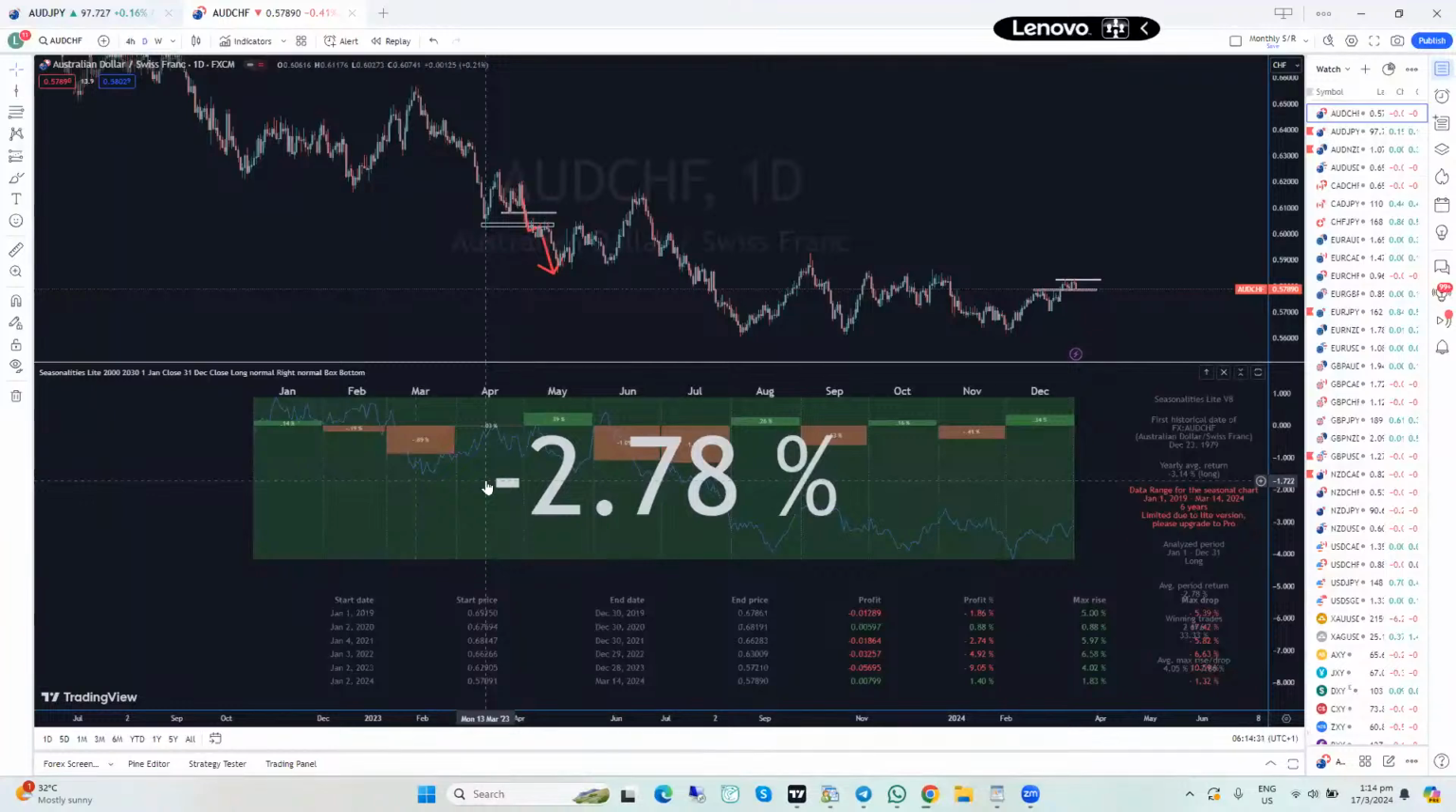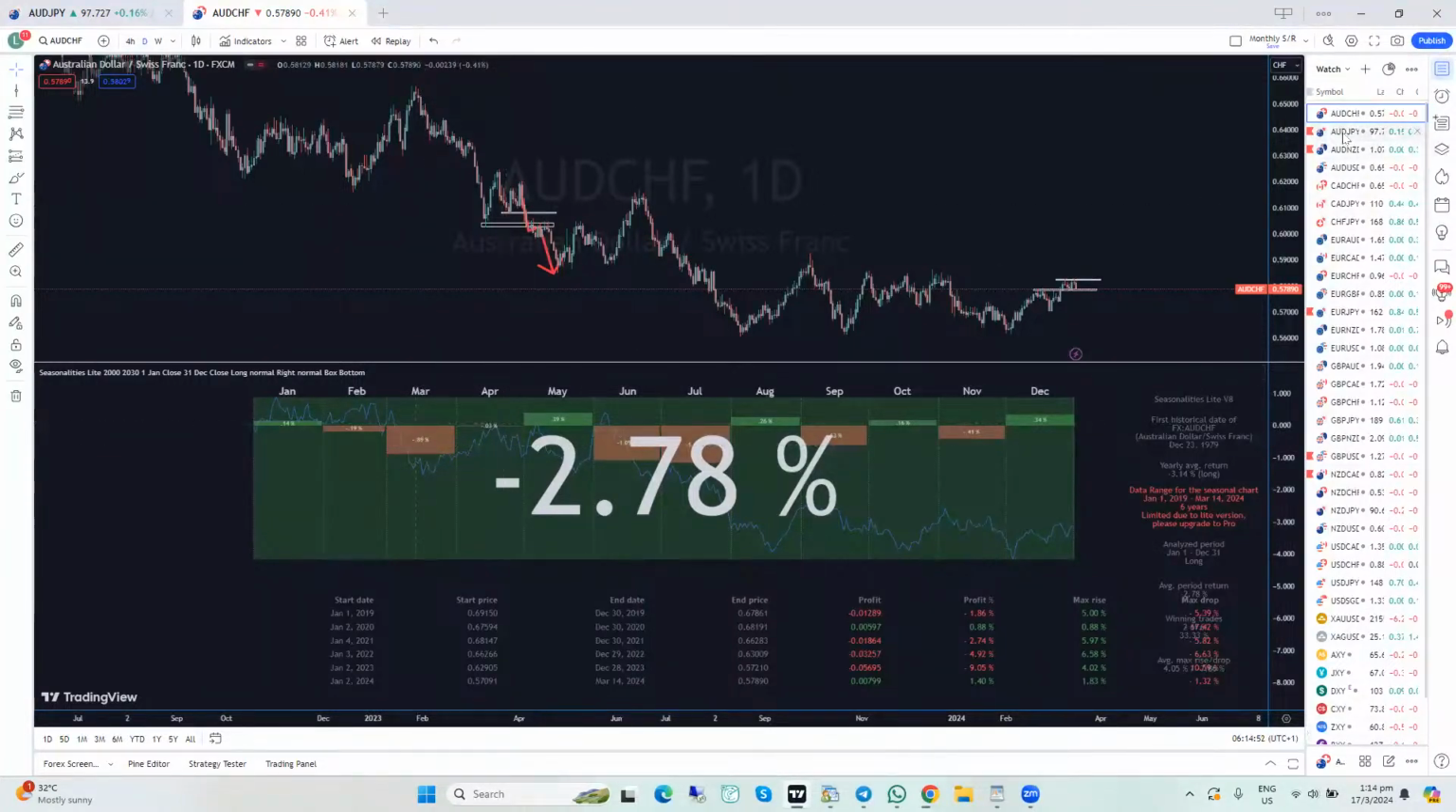Now, why I've taken an interest is that, let's look at AUD/CHF. Now we're in the middle of March. You can see that seasonally, the AUD/CHF should have taken a fall. It should be in the negative range. Now, this is not something in which I'm actually interested.